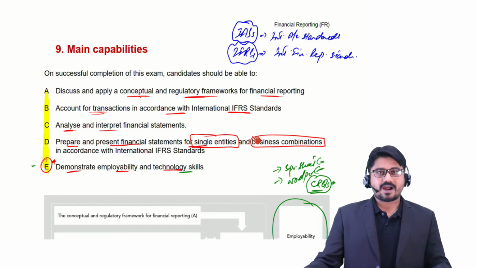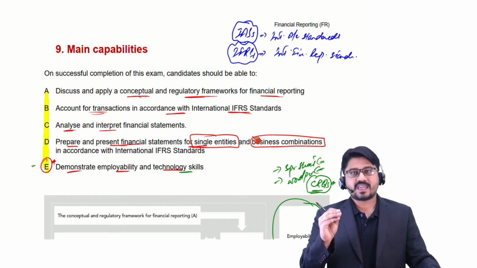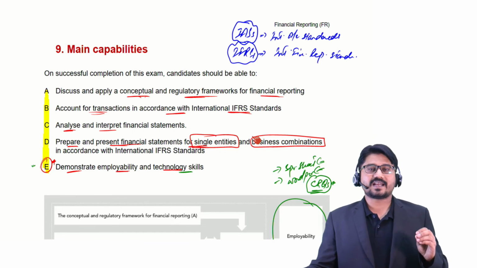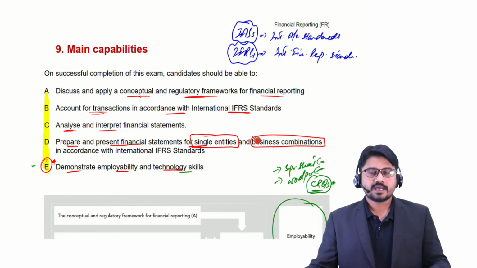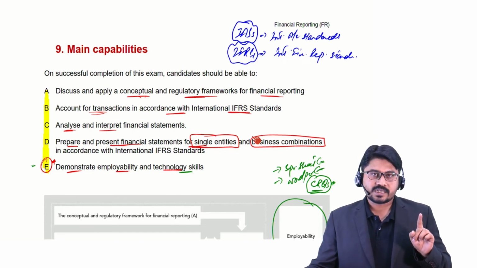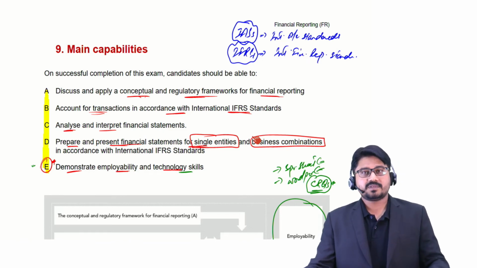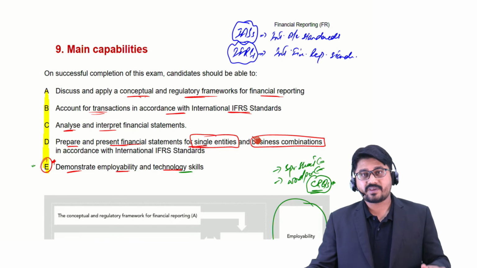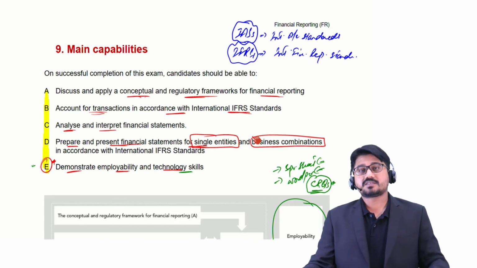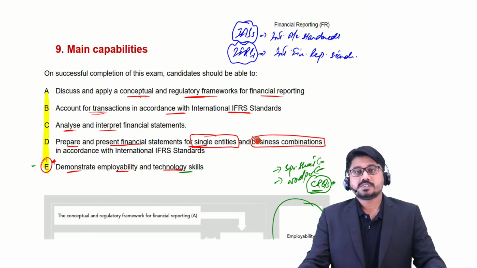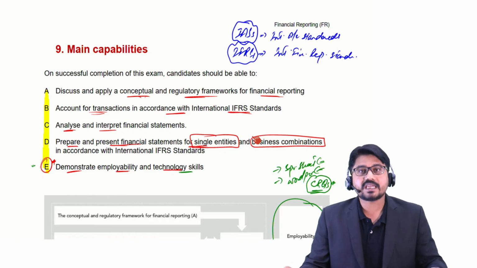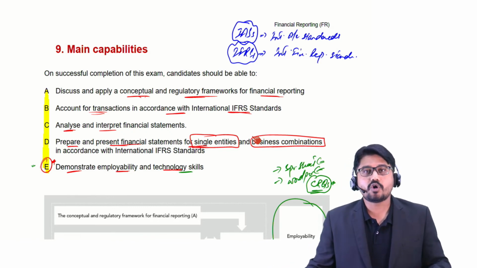And in this set of accounts, there are 5 elements. Number 1, statement of comprehensive income, that is, statement of P&L and other comprehensive income; number 2, the statement of financial position; number 3, statement of changes in equity; number 4, statement of cash flows; and number 5, notes to the accounts or disclosures.